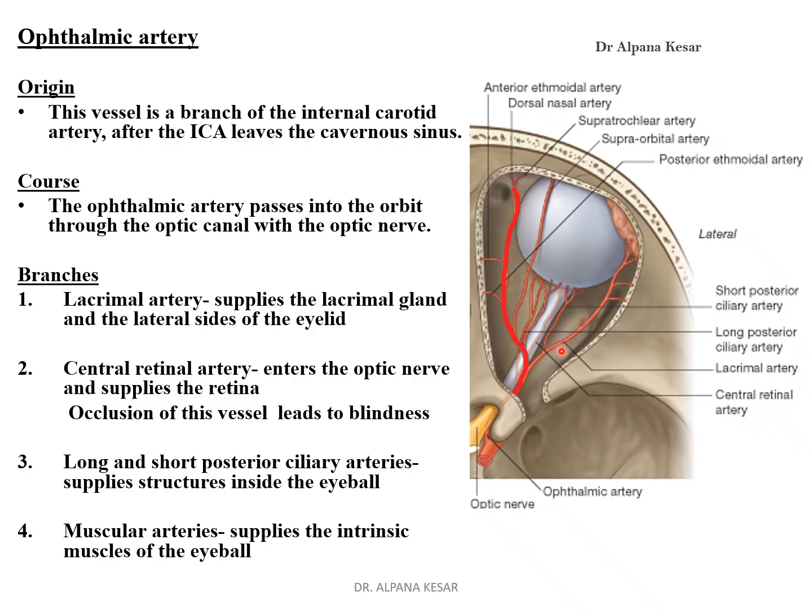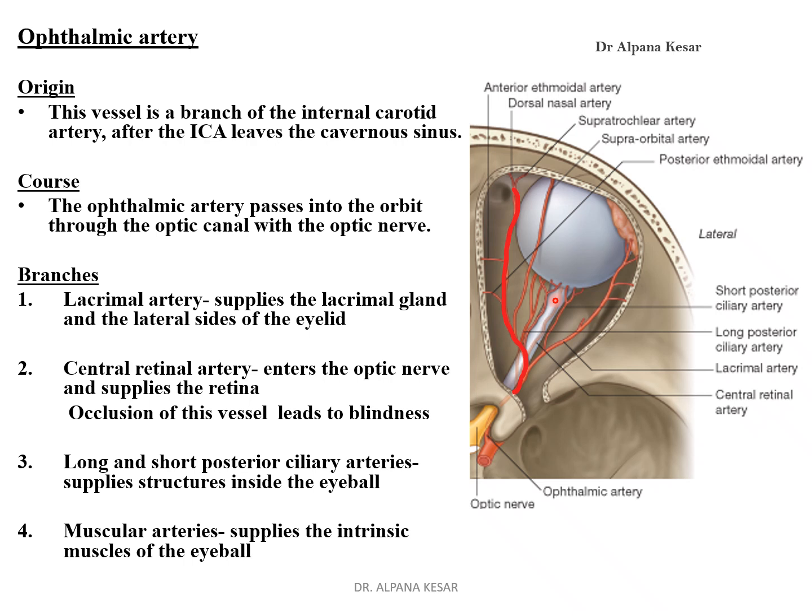Next branch that it gives is the retinal artery. The central retinal artery enters the optic nerve. This is the optic nerve. The central retinal artery enters the structure of the optic nerve, passes along with the optic nerve to reach the retina of the eye. Occlusion of this blood vessel will lead to blindness.